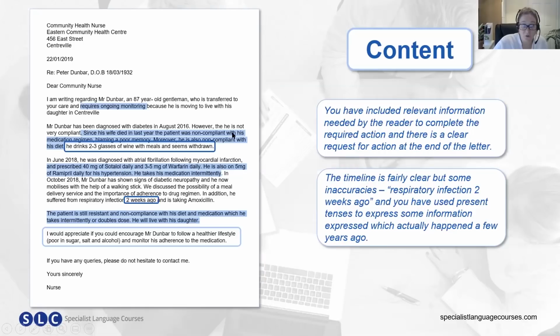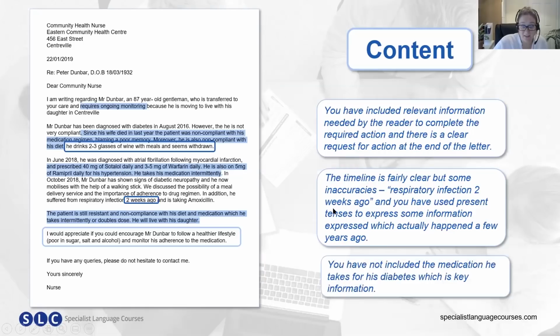And there's also the fact that the medication he takes for his diabetes has not been included. And this is key information. So that should have been included somewhere in the letter so that the reader knows what medication to monitor compliance to. But a lot of information is relevant and presented accurately, so lots of positives here as well. And I think overall the reader would form a clear idea and a clear picture of the situation.